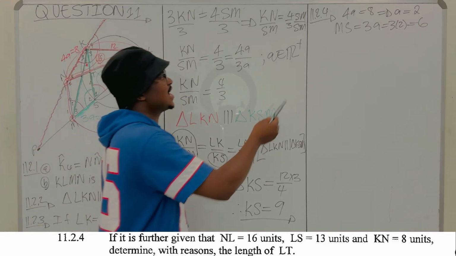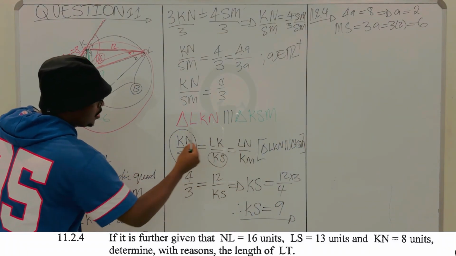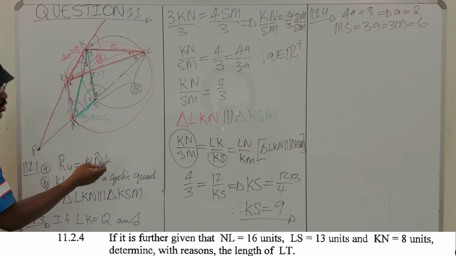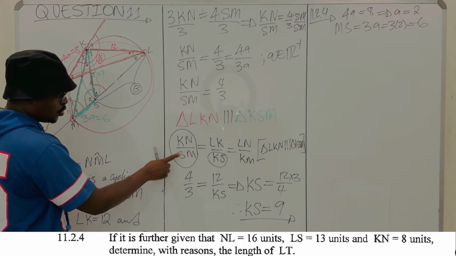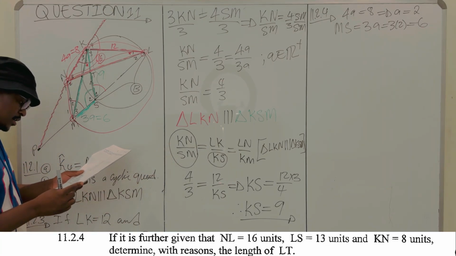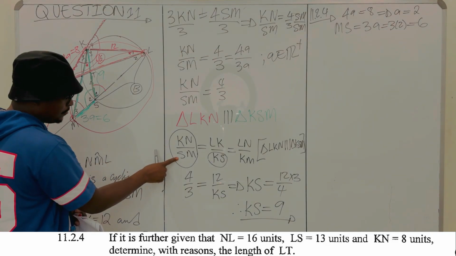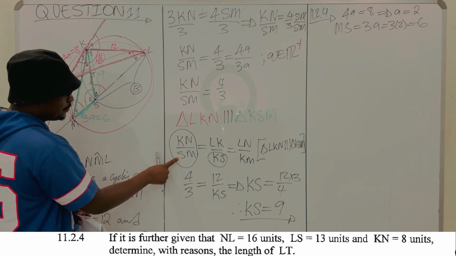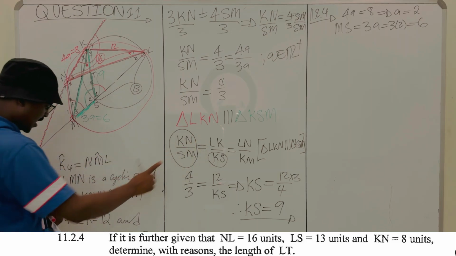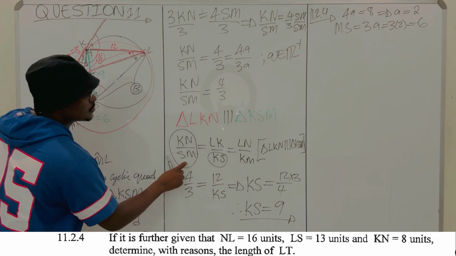If you're not happy with finding MS this way, you can use a similar way as this one. What are we looking for? We're looking for MS, which is this over here. We have KN, we're given KN. KN is equal to 8 units. There it is. We're looking for SM. LK, you're given LK. LK was given to be 12. KS, you found KS to be 9. So you only need to find this.